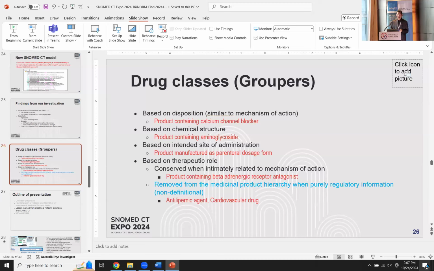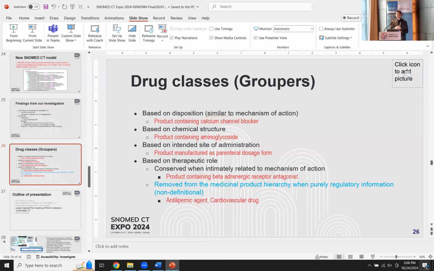And the fourth one is based on therapeutic role, right? There's been some change recently in SNOMED about how they represent therapeutic role. SNOMED has decided that they are only keeping those therapeutic role groupers that are intimately related to mechanism of action. For example, all products containing beta blocker, basically. So those are the things that they're keeping.